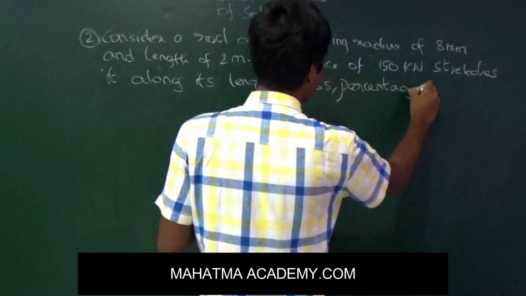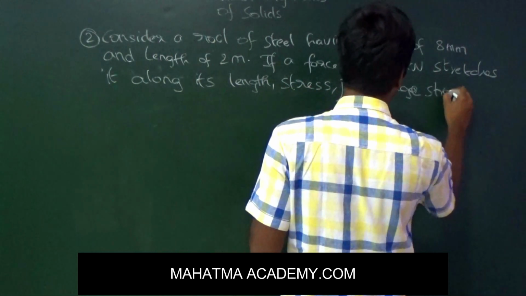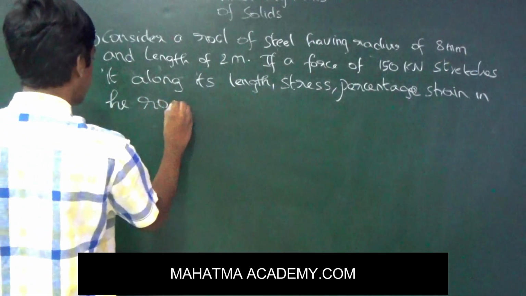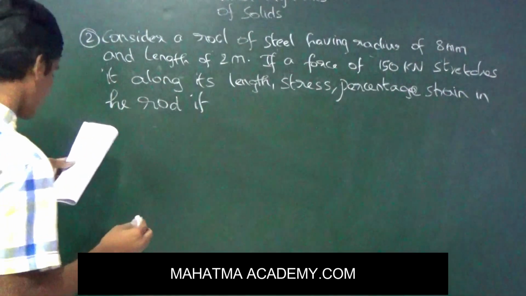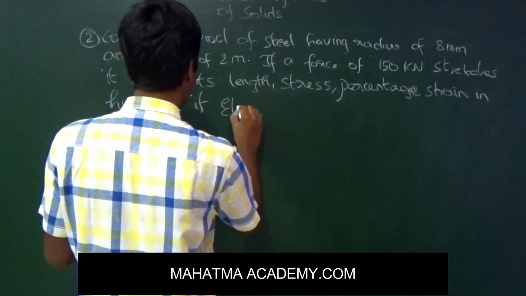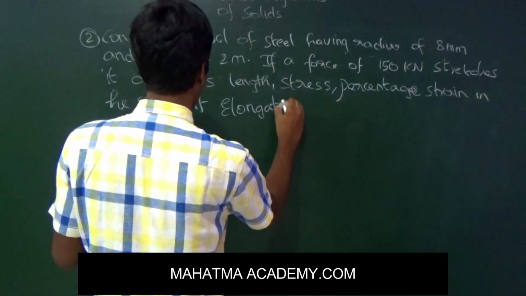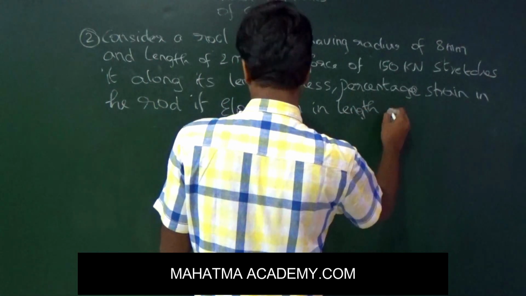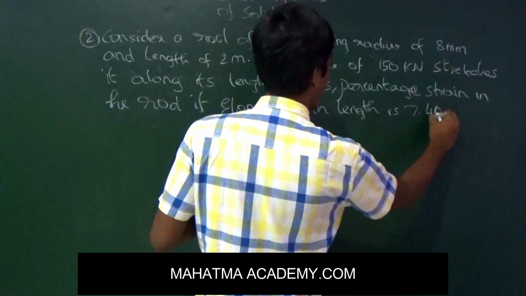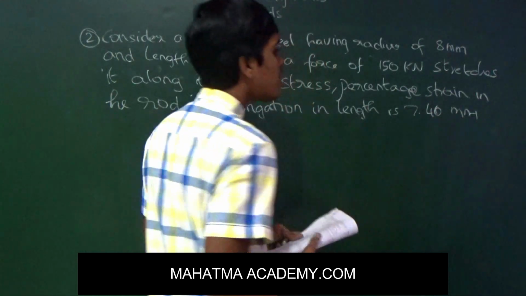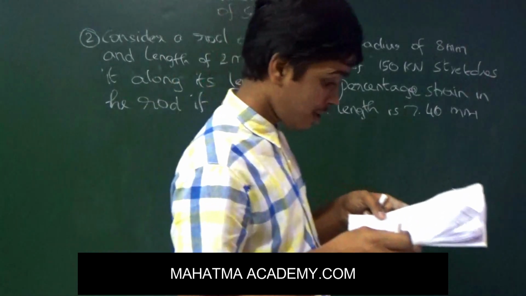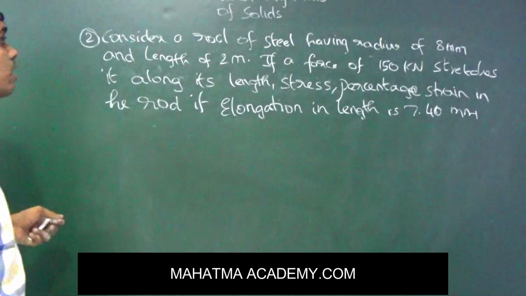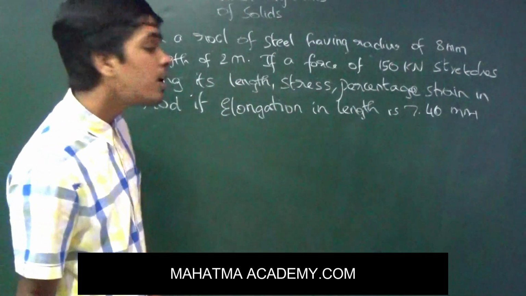Percentage strain in the rod, if elongation in length is 7.46 mm. Okay, now we will see first we will write what they have given in the question.